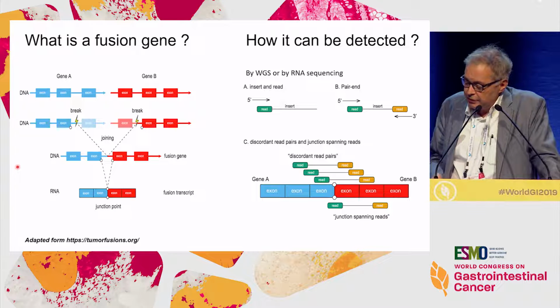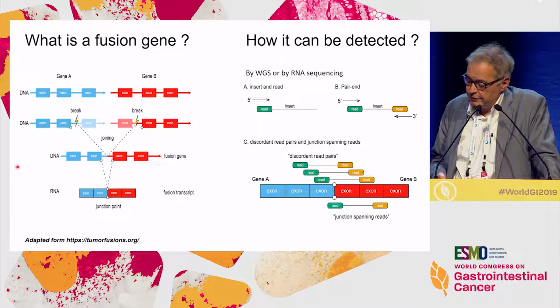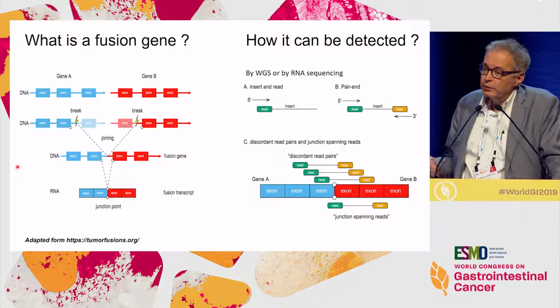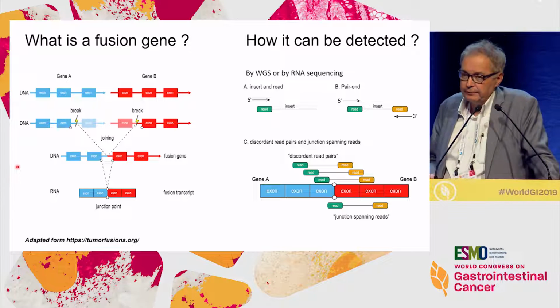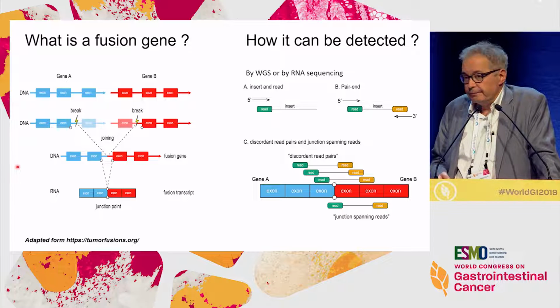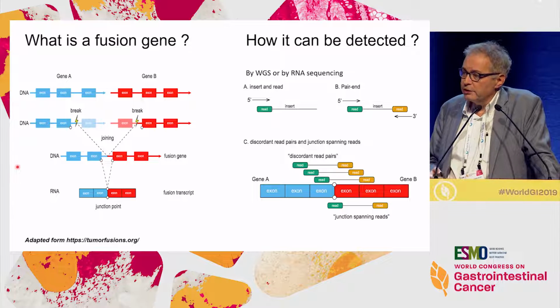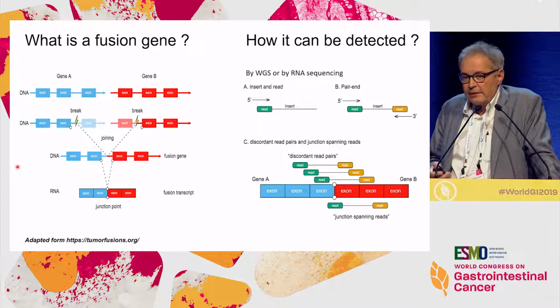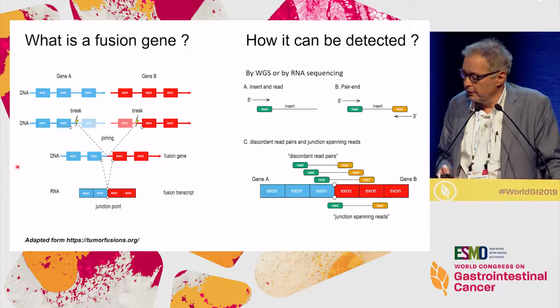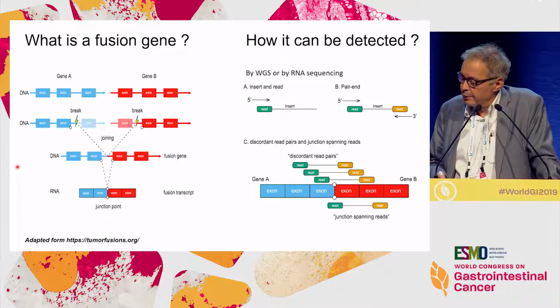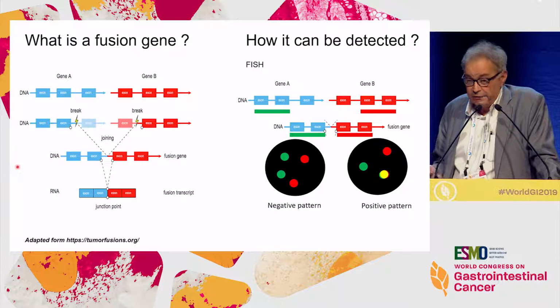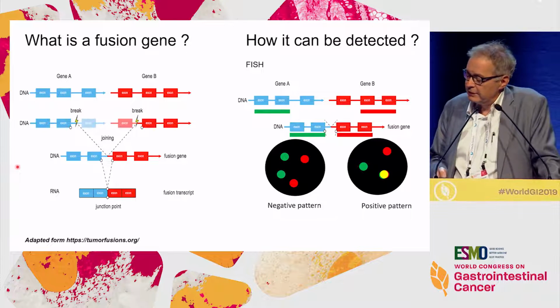And then this gene can be transcribed, and you obtain a fusion transcript that could be translated into a protein, and this chimeric protein can induce cell transformation or cell proliferation. How can it be detected? You can detect this by whole genome sequencing, and not exome sequencing, or by RNA sequencing. But this method is not designed for a diagnostic purpose and routine diagnosis. So you can also use FISH, fluorescent in situ hybridization.